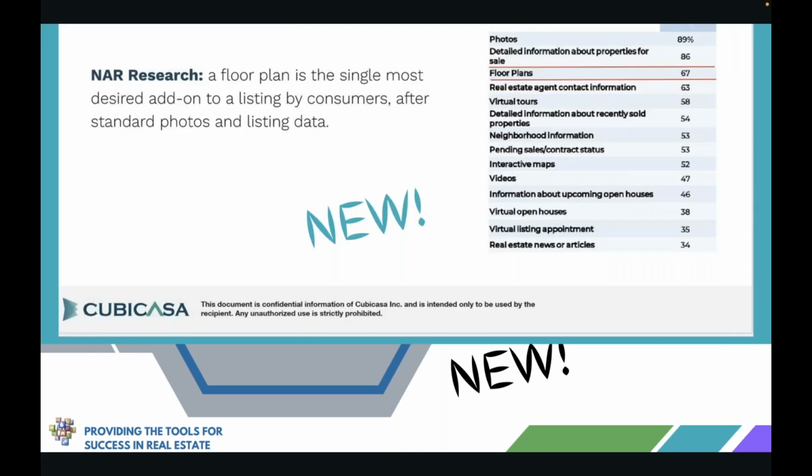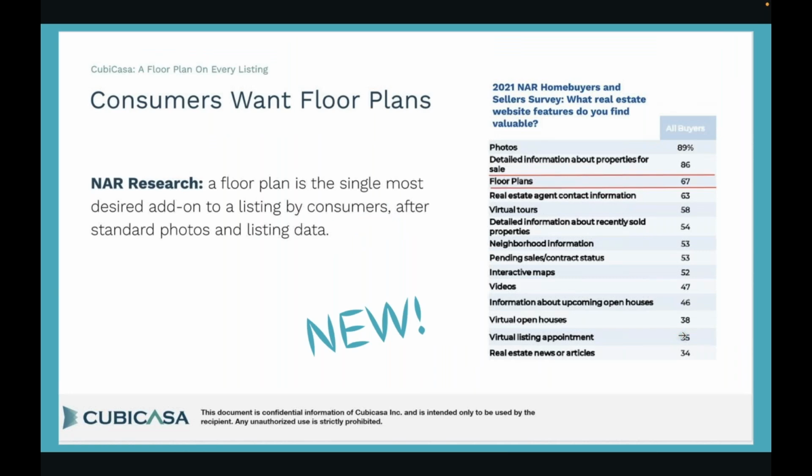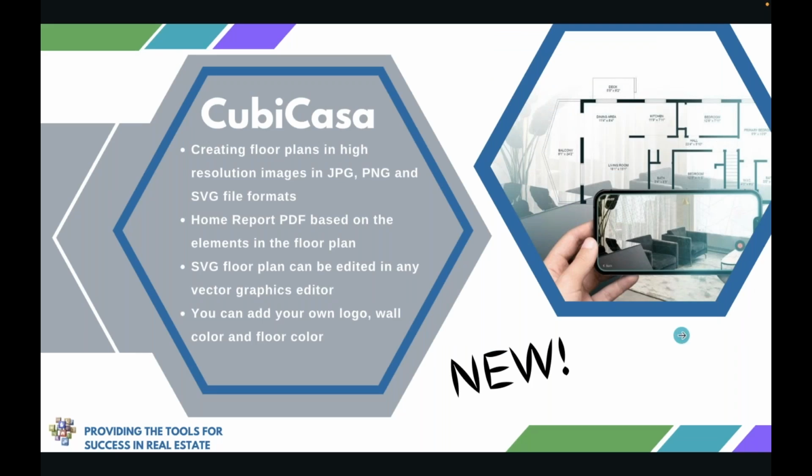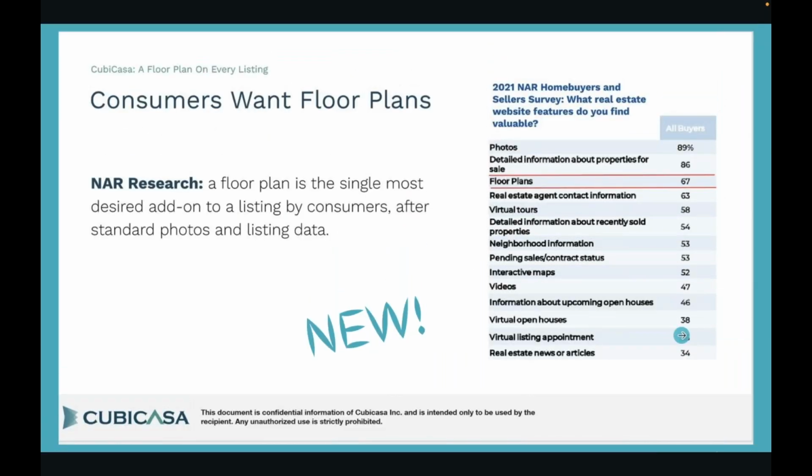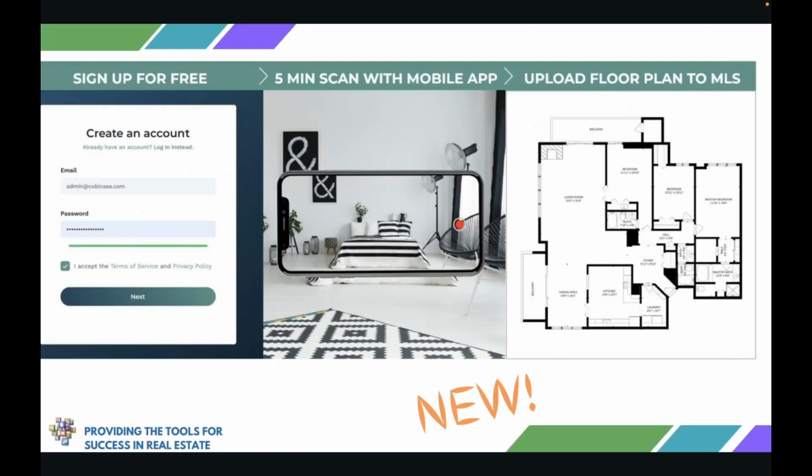And what it's going to do is let you set up an account, and then you can download the Cubicasa app, and it allows you to scan the listing. It's going to give you directions. This will be the link that you'll see.